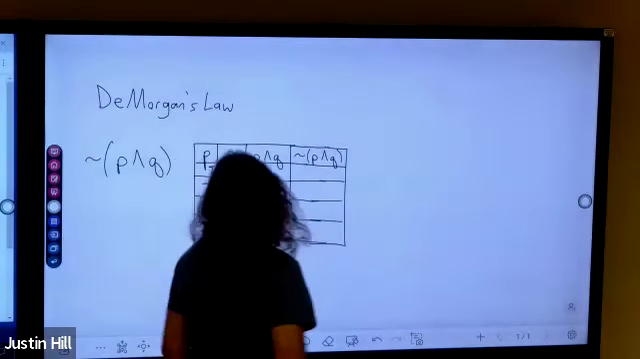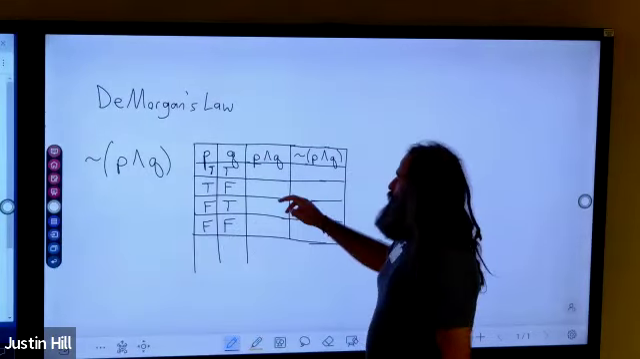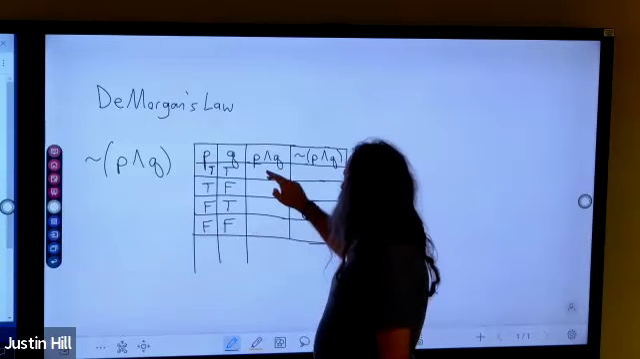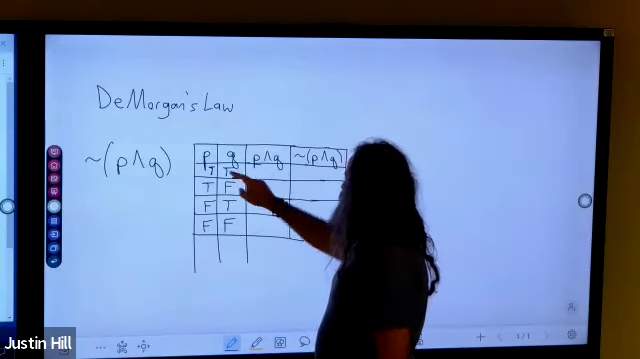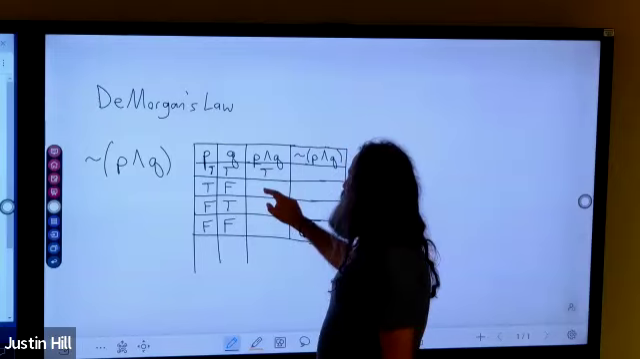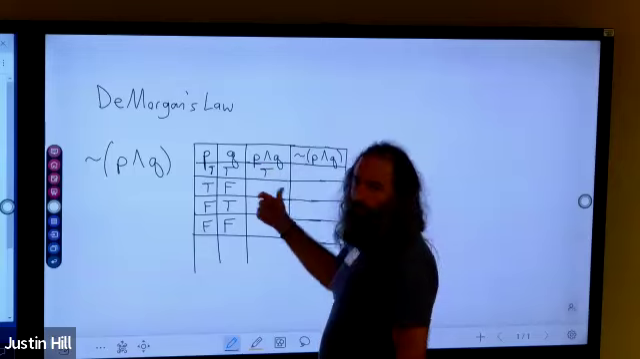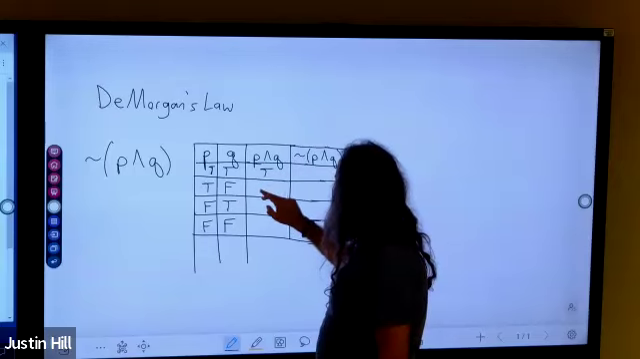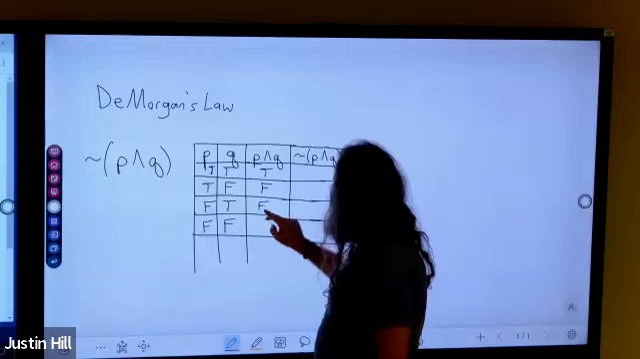All right. So for P and Q, we saw this too in the last part of the lecture: true and true makes true, but then everything else is going to be false. So an and statement is only true when both parts are true. So that's going to be false, false, false.